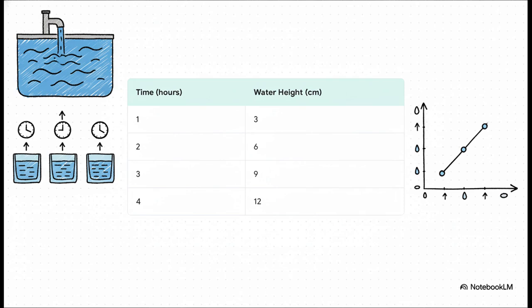Think about filling a swimming pool. After 1 hour, maybe the water's 3 centimeters deep. So what do you think happens after 2 hours? Yep, it'll be 6 centimeters. And after 3 hours, 9 centimeters. You see the pattern, right? As the time gets bigger, the water level gets bigger in a really steady, predictable way.